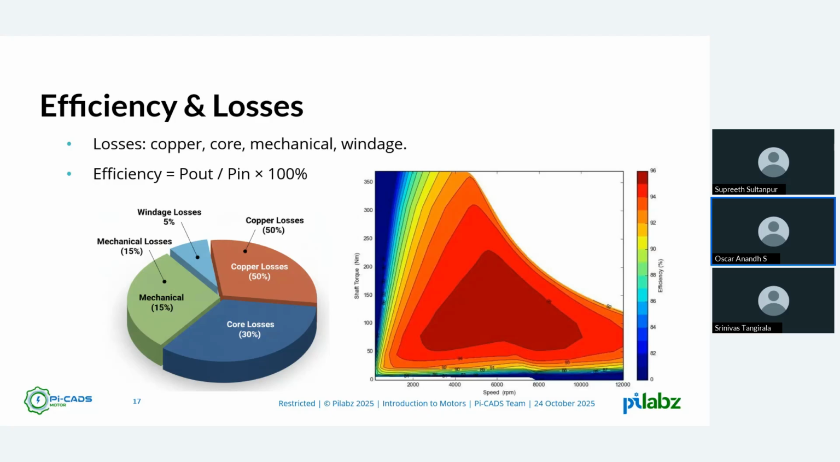Now, the copper losses are maximum. 50% of the losses are accounted for by copper losses, which is lost through the coil. 30% is core losses, 15% is mechanical, and winding losses are about 5%.